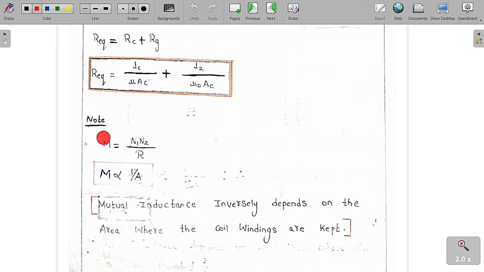Let me give you an important point. I have already told you the mutual inductance between the two coils is N1 N2 by R. So just remember one small formula: the mutual inductance is inversely proportional to the area of the core.